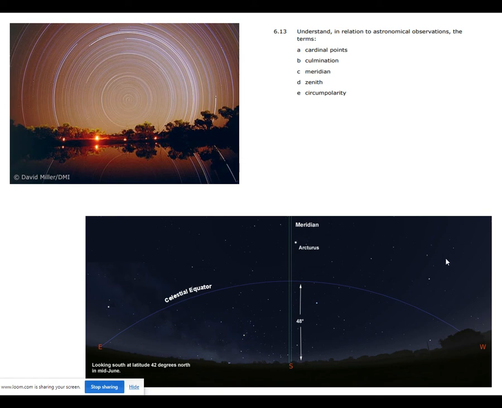Zenith: if you go and stand outside and look directly up, 90 degrees to the ground, anything there is at your zenith. Now, because we live outside of the tropical regions, we will never ever have the sun at our zenith.